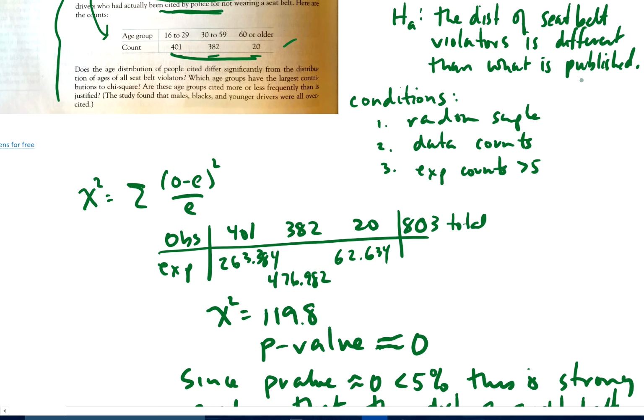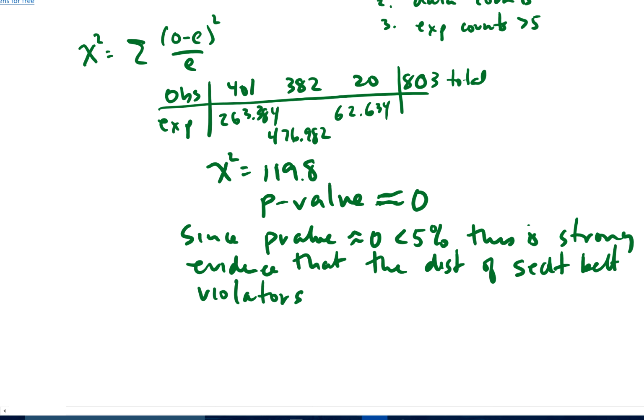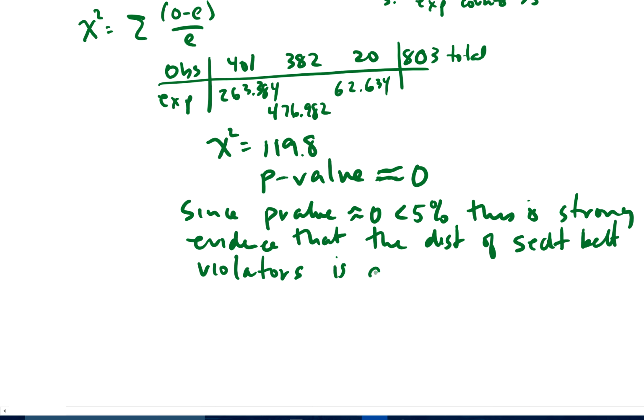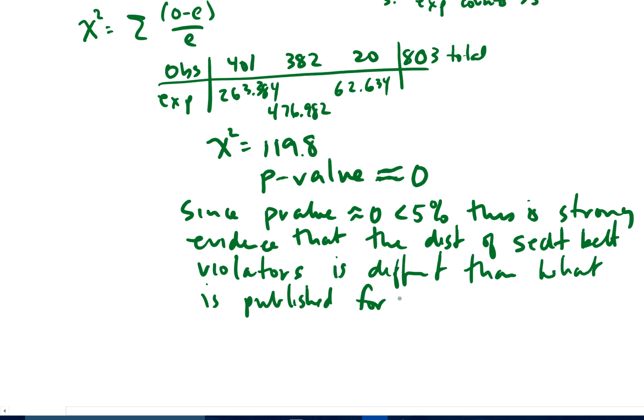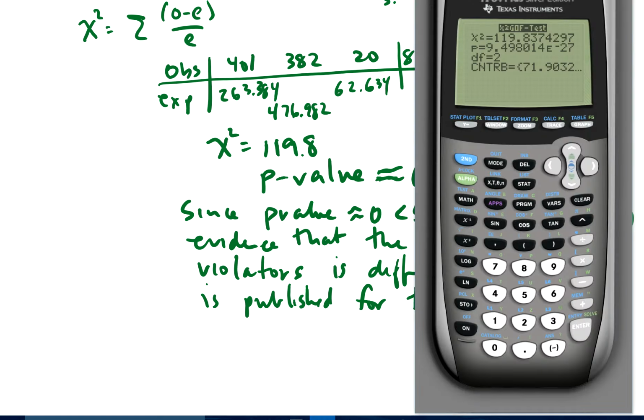Okay, so let's state that the distribution of seatbelt violators, here, we'll go back, look right up here, is different than what is published for the state. So this is what would allow somebody to say, hey, things are a little bit different here, wherever we're from, or whatever area or region. So something's going on with our practices for pulling people over.